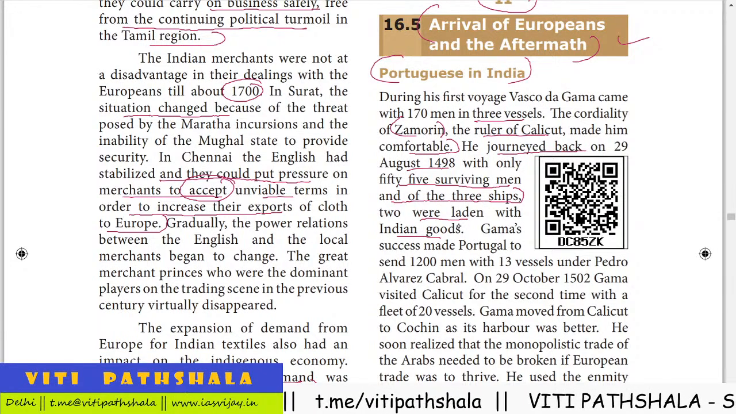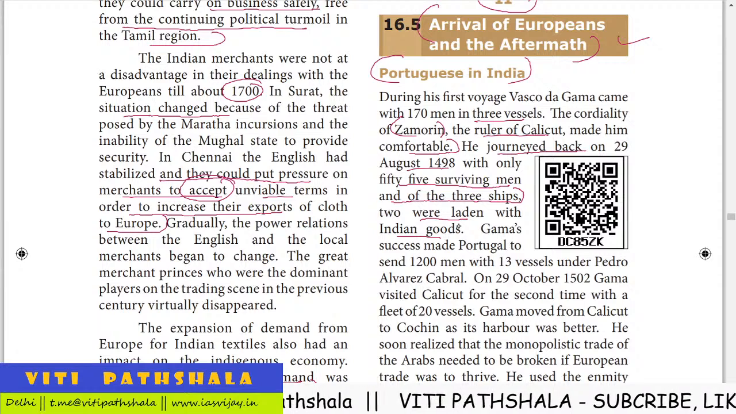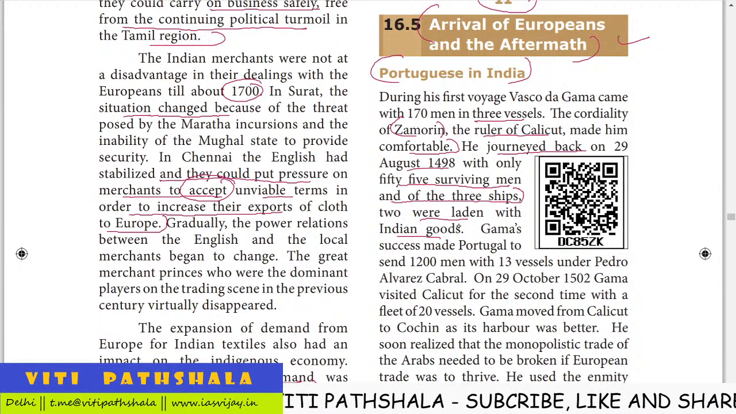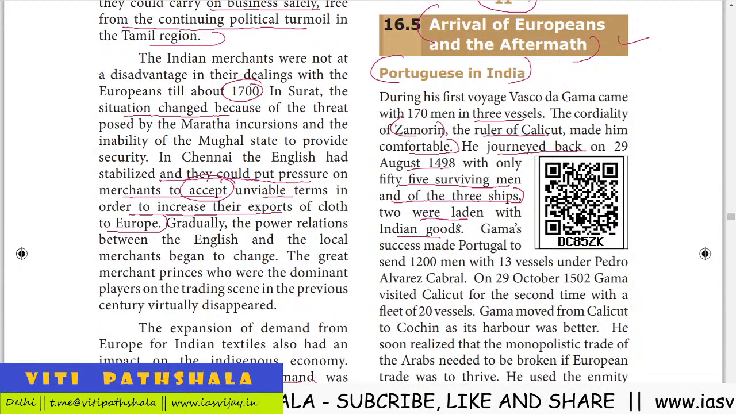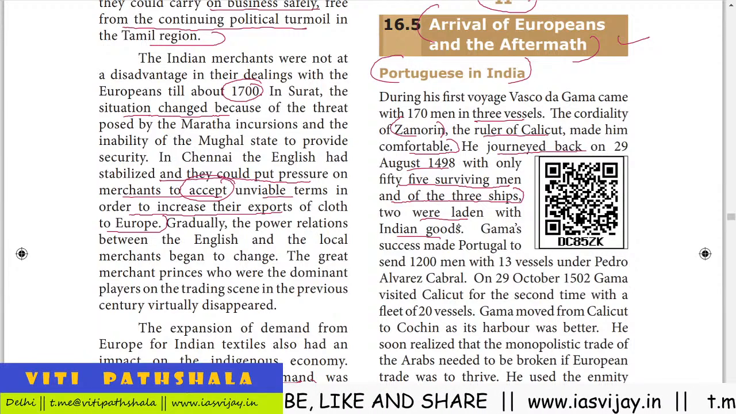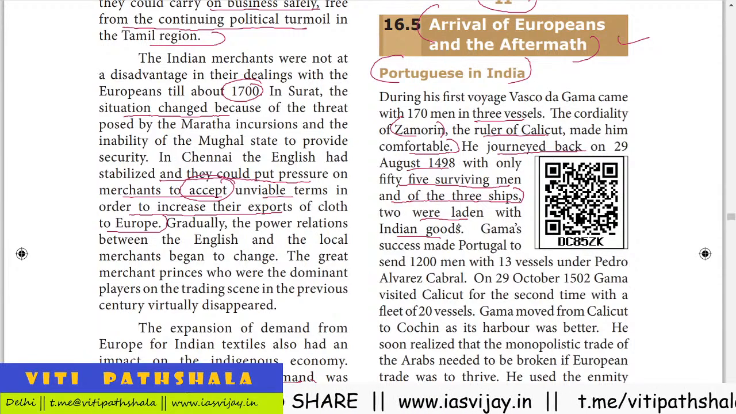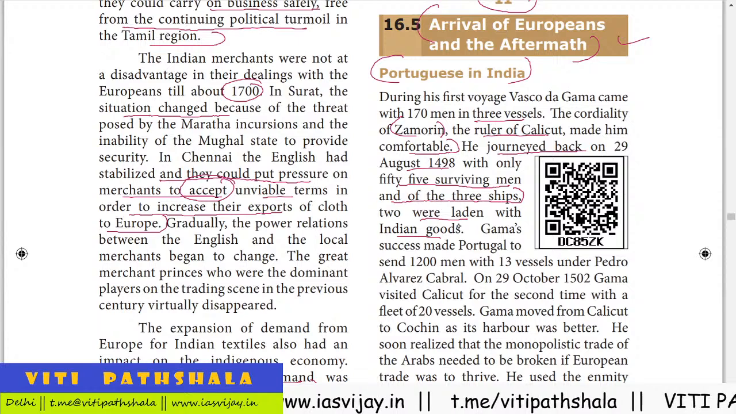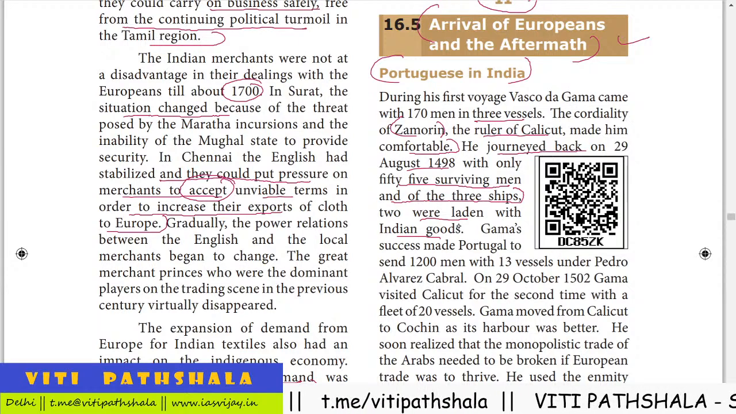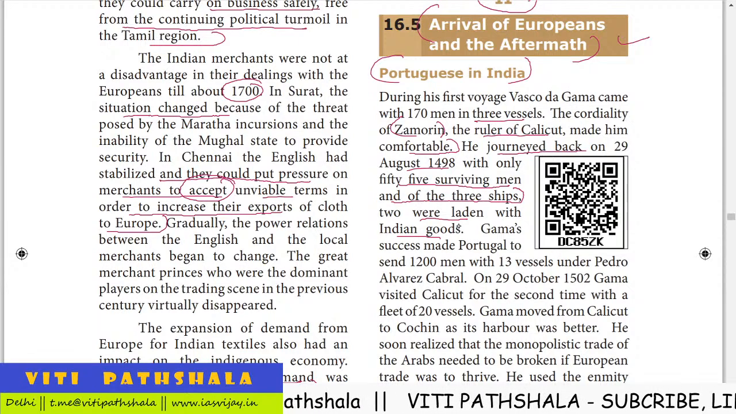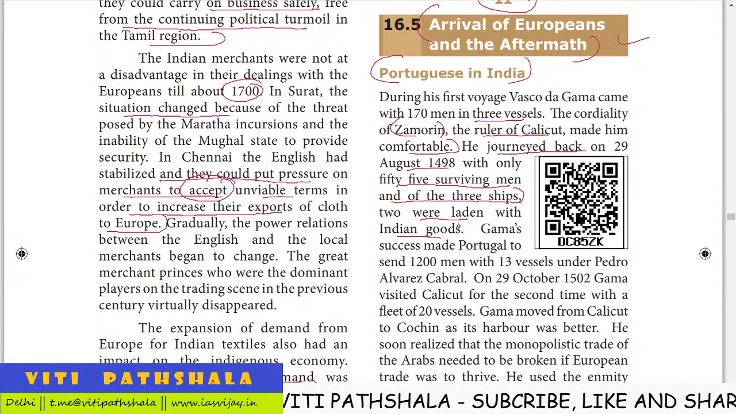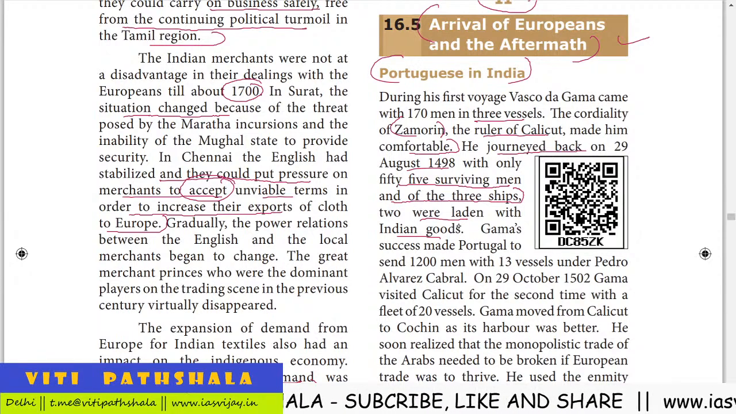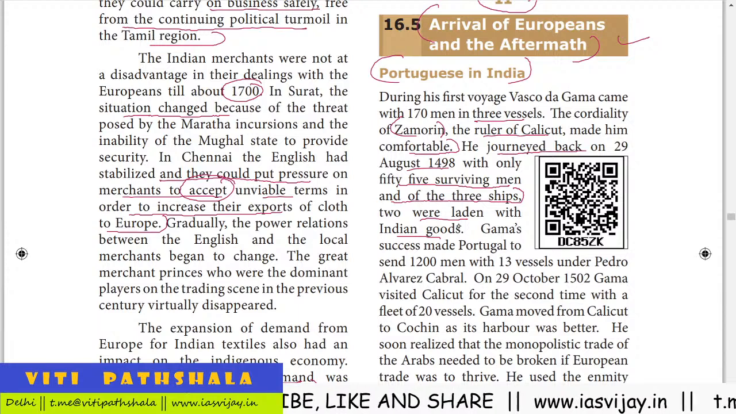So Vasco da Gama came here to trade with India. Initially he came with 170 men and 3 vessels. Now he was cordially invited and he was welcomed by the Jamorin. So he journeyed back. When he went back, he had 55 men, and out of the 3 ships, 2 ships were full of goods, Indian goods. So much of the goods he carried.